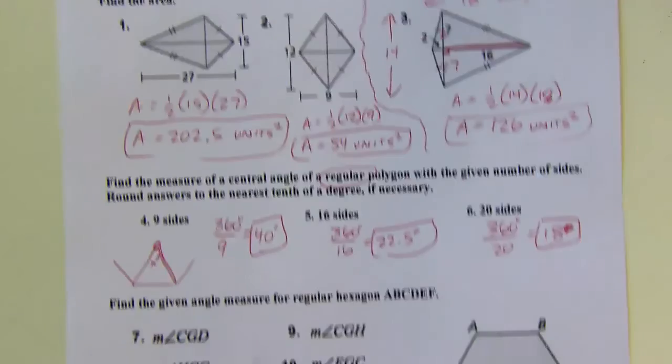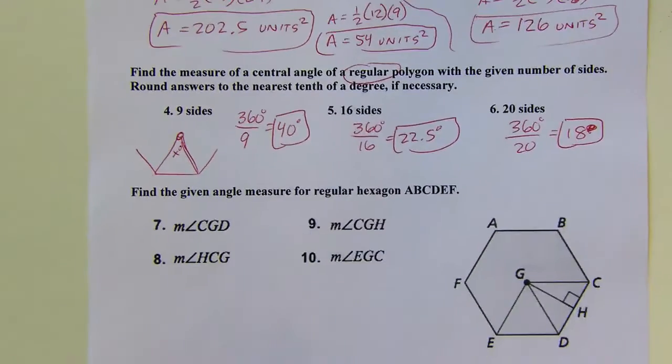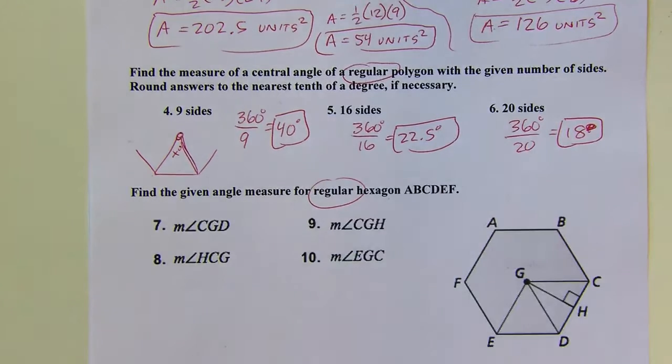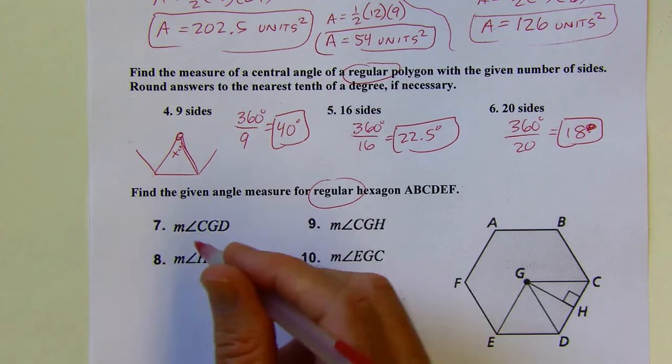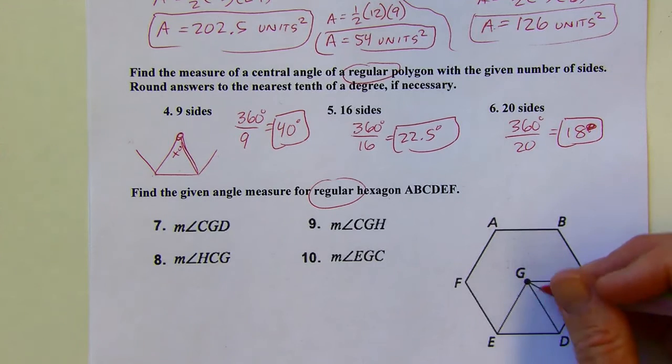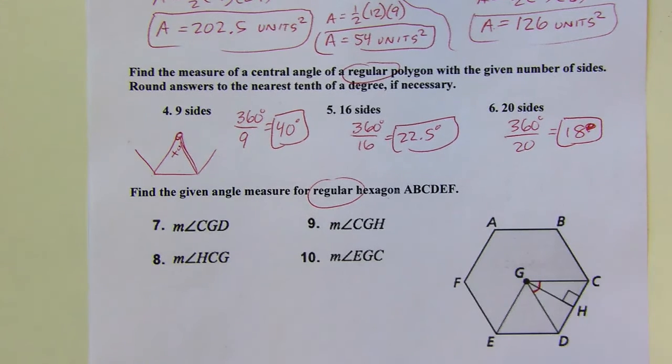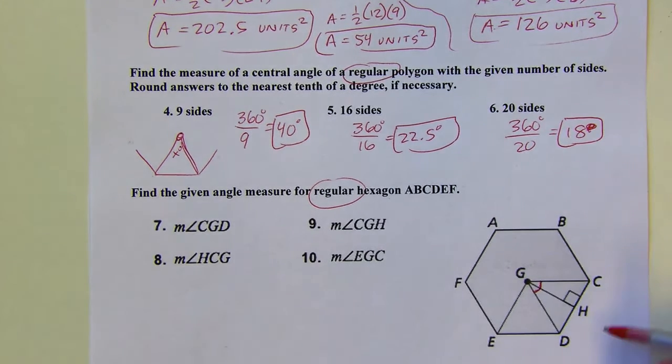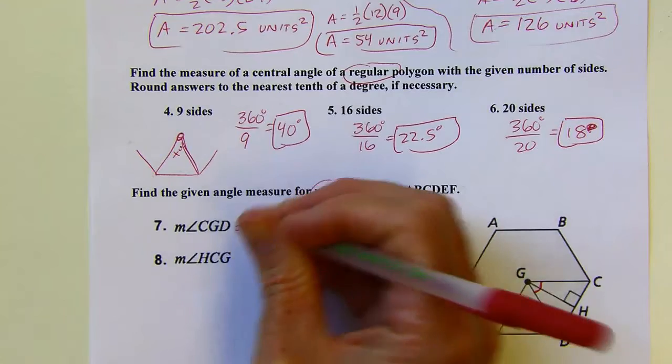Find the given angle measure. They tell me again that this is a regular hexagon. That's nice because that means all of the central angles are congruent, all the sides are going to be congruent, and so forth. Okay. All right. So let's find the measure of angle CGD. Find the measure of this angle. Well, this is a central angle for the hexagon. So hey, that means it's going to be just like in these previous problems.